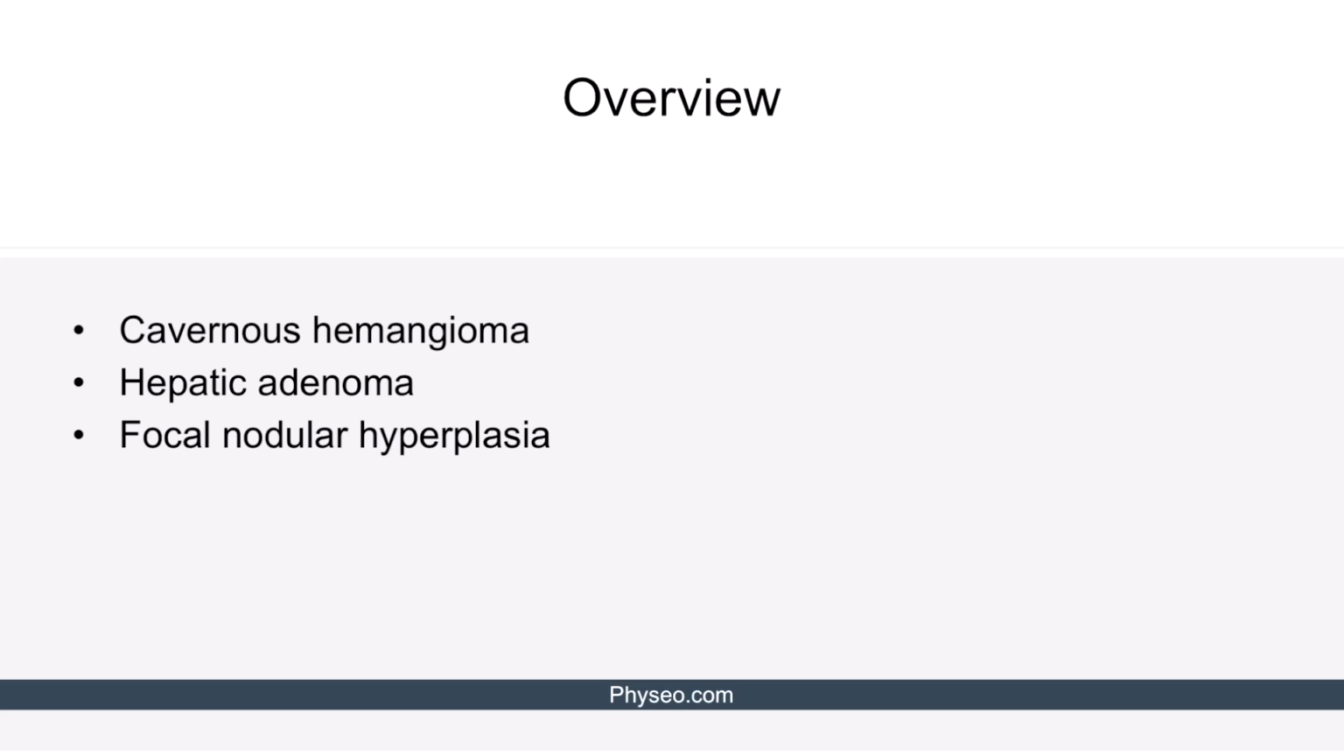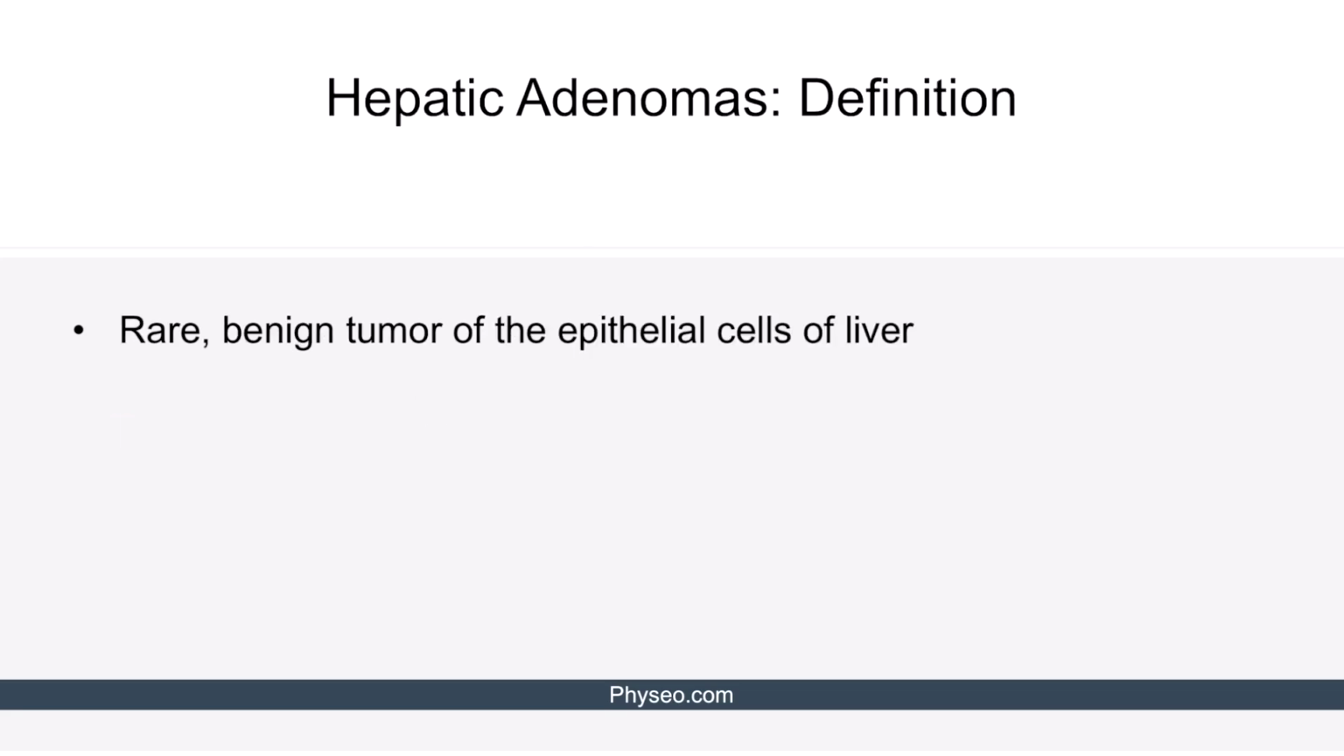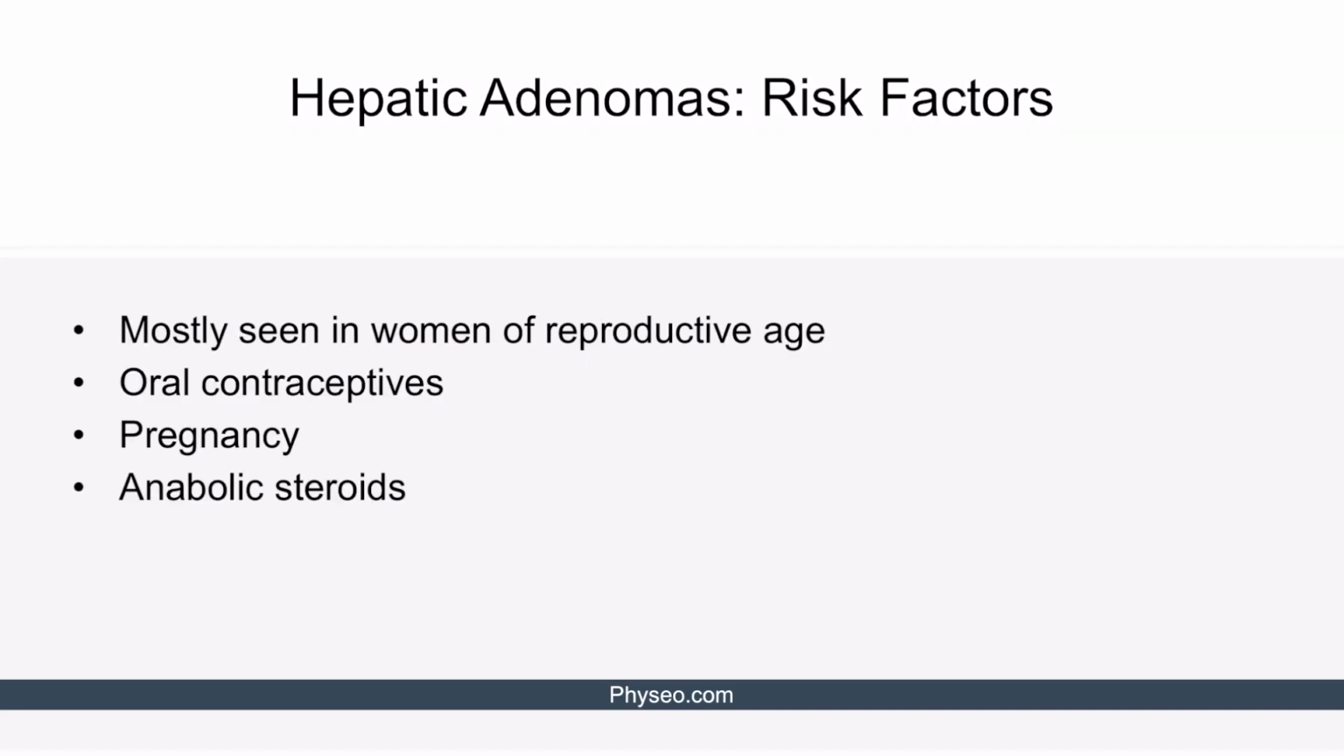Now let's talk about hepatic adenomas. A hepatic adenoma is a rare benign tumor of the epithelial cells of the liver. Hepatic adenomas are most commonly found in women of reproductive age. Other risk factors for hepatic adenomas include oral contraceptives and pregnancy. This is because hyperestrogenic state can induce proliferation of hepatic epithelial cells, leading to a hepatic adenoma.